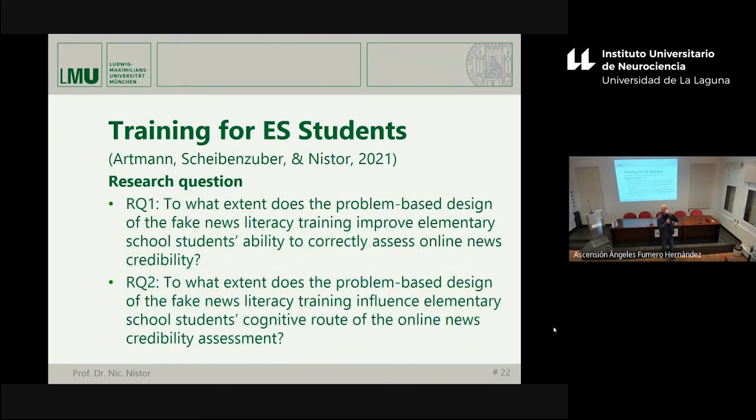Okay. And the research questions were, first of all, as always, we asked if this training has an effect on performance in identifying fake news. And we also asked, how do they come to that performance? So what is the level of cognitive processing? Does our training help the children think more analytically, which would be an indicator of media literacy?